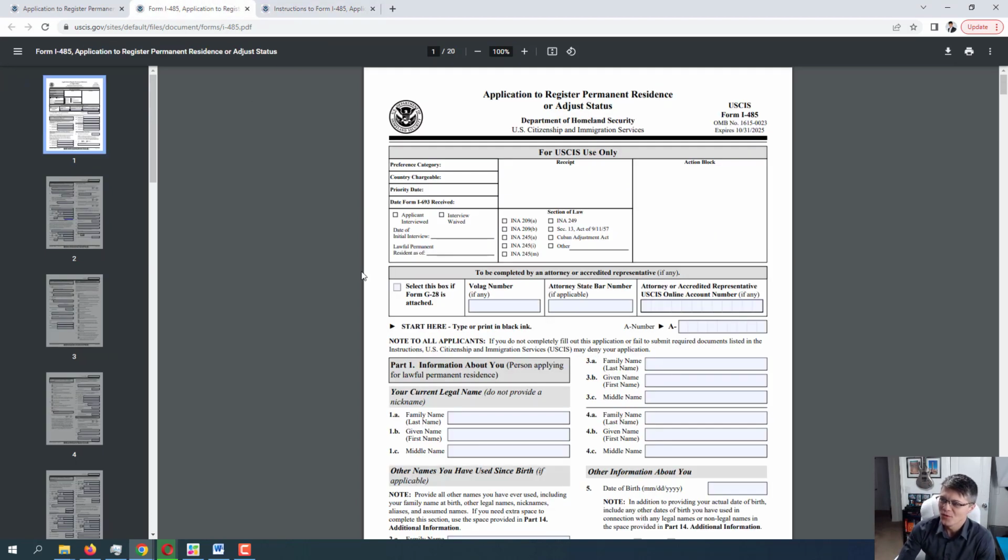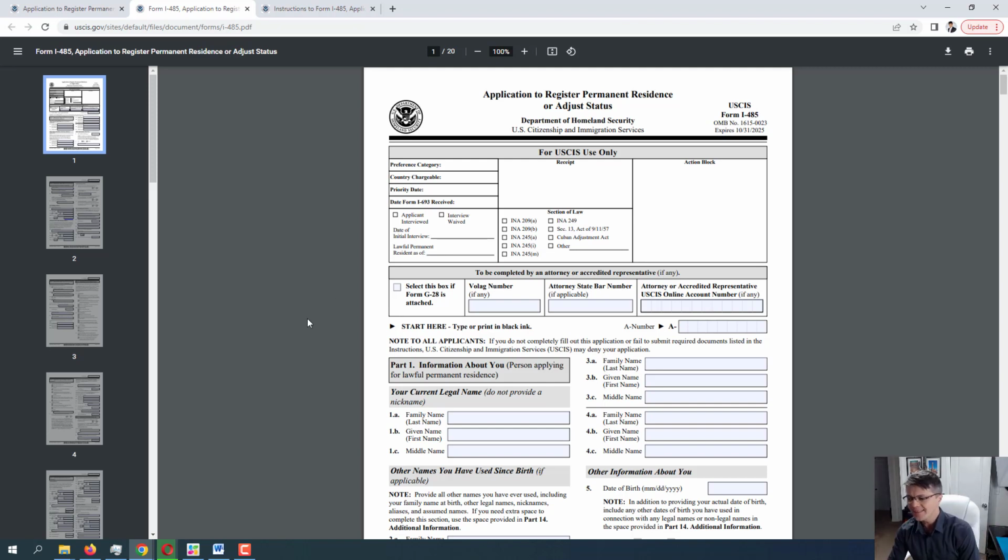Let's move on to the actual application to register permanent residence or adjust status. Now, one thing I wanted to point out here is that there are separate applications for applying for a brand new permanent resident status, a brand new green card, and for renewing the card itself. They are completely two different applications. If you're interested in renewing, make sure to check out the separate video that I've done for renewing.